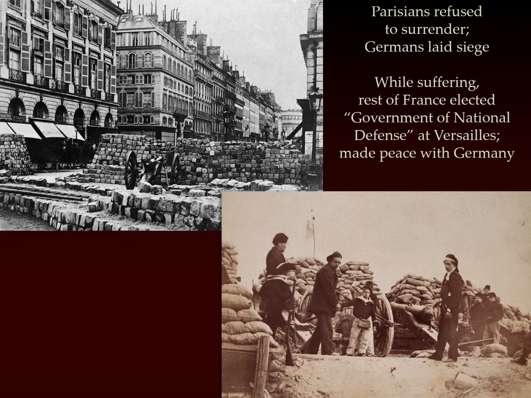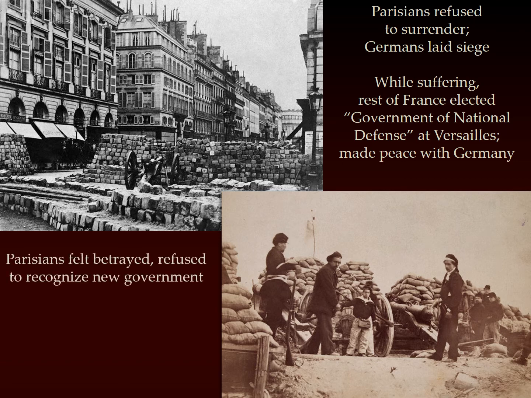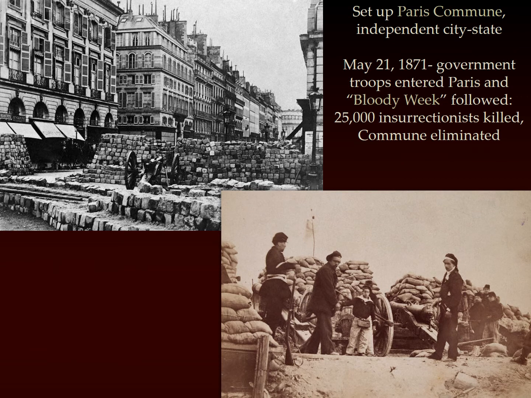The Parisians refused to surrender to the Germans, and so the Germans laid siege to the city. Now, while suffering, the rest of France is going to elect a provisional government of national defense at Versailles and made peace with Germany. The Parisians, on the other hand, felt betrayed and refused to recognize this new government. They refused to surrender. Instead, they set up what is known as the Paris Commune, an independent city-state within the country, much like you would have the Vatican City as an independent city-state inside of Rome and Italy.